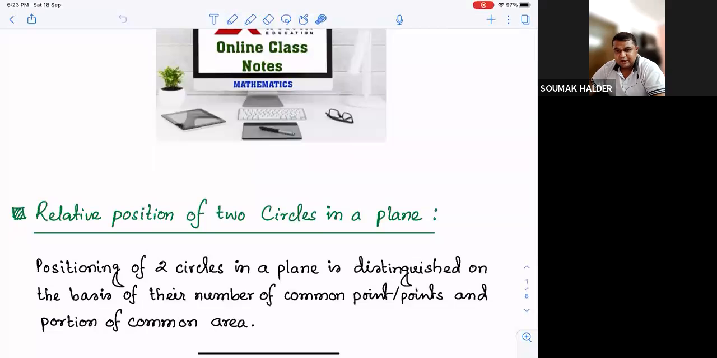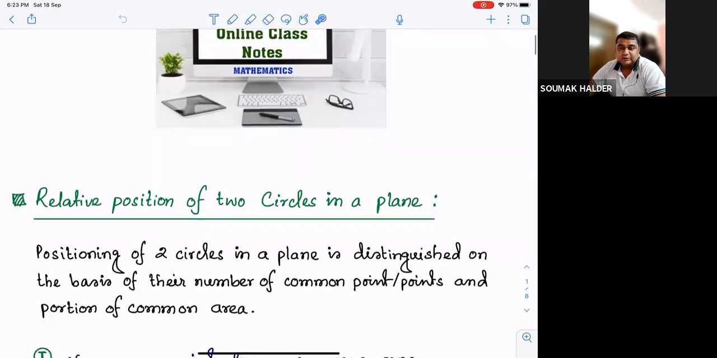Like what criteria we can keep in mind while considering the relative positions of two circles in a plane? We have considered the number of common points and the portion of common area into consideration. If we think of two circles in a plane, they might not have any common point. They might have exactly one point as contact point in common, or they might intersect at 2 points. And even if I consider the common area, for that also we do have three variations.